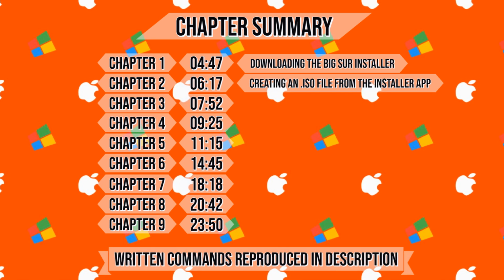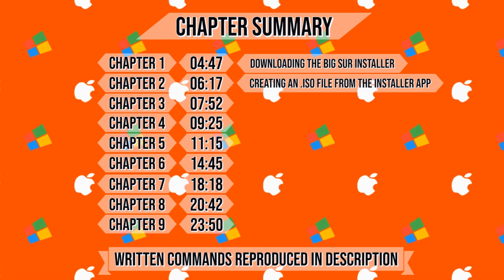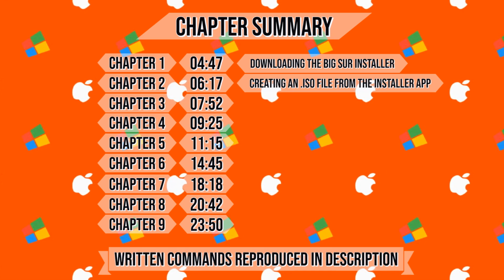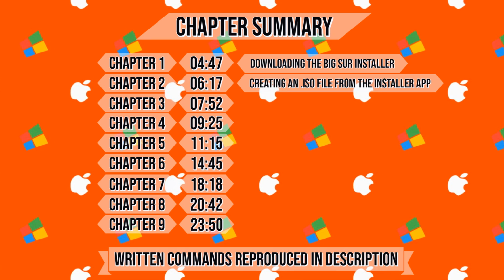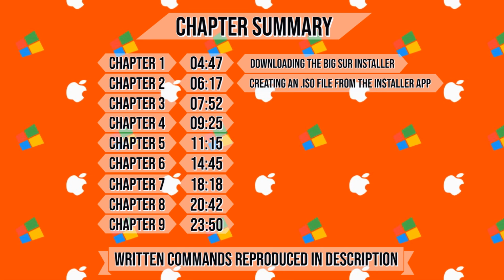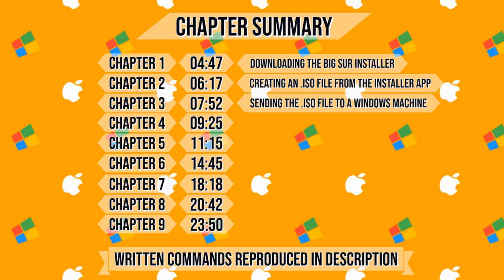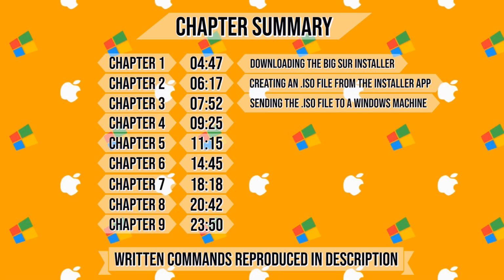Incidentally, all of the commands used in this tutorial are reproduced in the written description accompanying this video, allowing you to cut and paste them directly into your project, so we'd urge you to make use of the description as widely as possible. We need to convert the installer to ISO format, as this is the input format accepted by VirtualBox, and our next step is to transfer that ISO from our Mac to Windows.